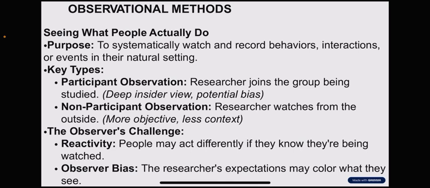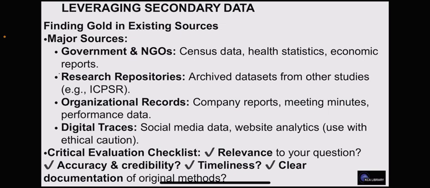So the key types, one is participant observation. As a researcher, you will try to join the group being studied, giving a deep insider view and potential bias. And the non-participant observation is where the researcher watches from the outside. By doing this, you will be more objective with less context. Then we have the observer's challenge, which is the activity and observer bias. So let's move on to leveraging secondary data now.